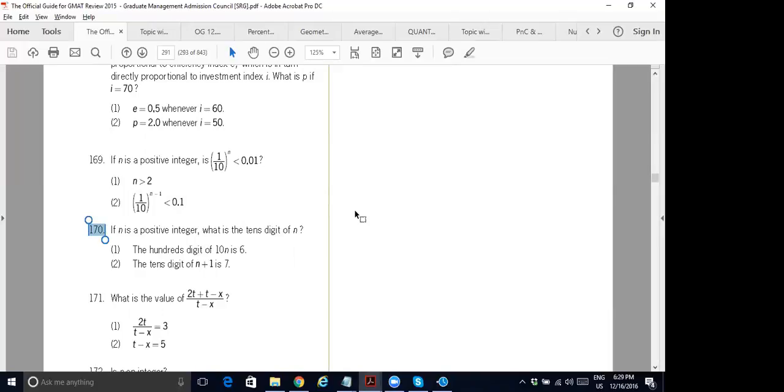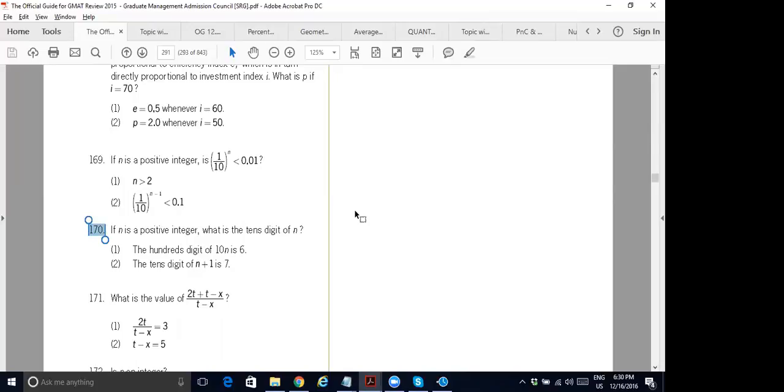So one is insufficient. Okay, and why? Hold on. No, actually, one is sufficient. Because you take n to be 60, 61, 62. In this case, the hundreds digit of 10 into 60 into 61 into 62 will always give you 6. Correct, very good.